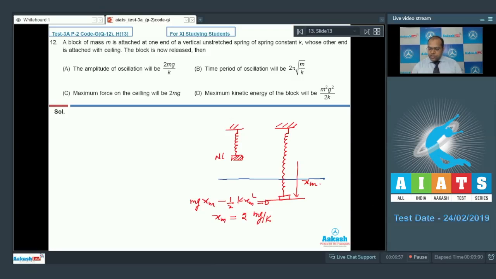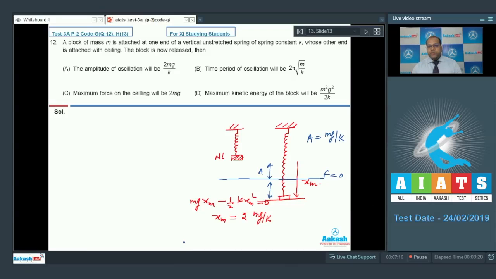So in between there is the mean position where the net force is 0. So this separation must be equal to this separation. If I take a as my amplitude, then 2a is equal to x maximum. So the amplitude is equal to mg by k. So option A is wrong.